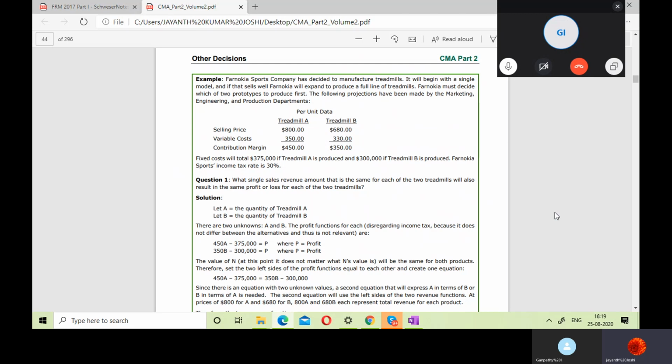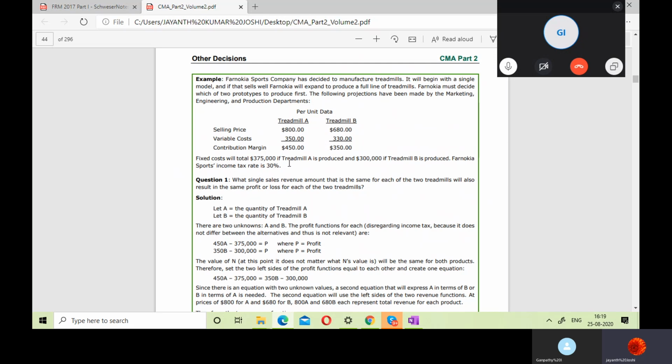So the selling price of treadmill A is 800. Treadmill B is sold at a lower price, and its variable cost is also less. That will definitely be less for the lesser model, and higher for the higher one. And the contribution margin is given. The fixed cost is $3,75,000 in total if treadmill A is produced, and this much if treadmill B is produced. Farnokia Sports' income tax is this much.